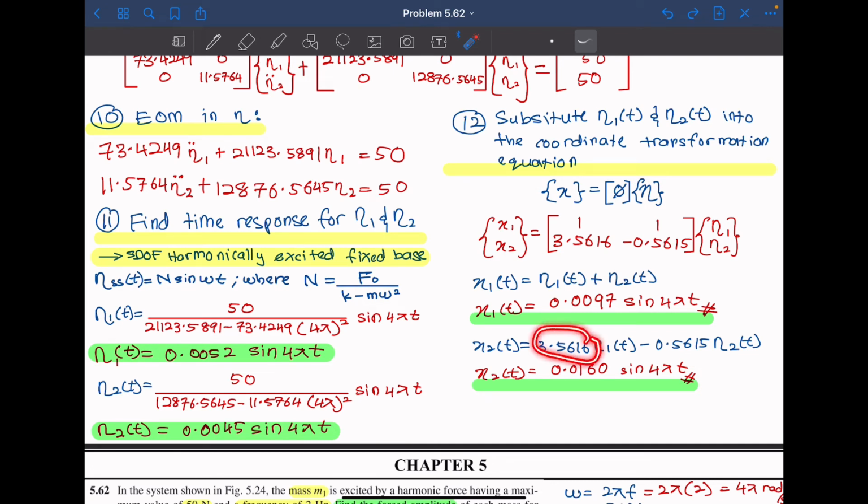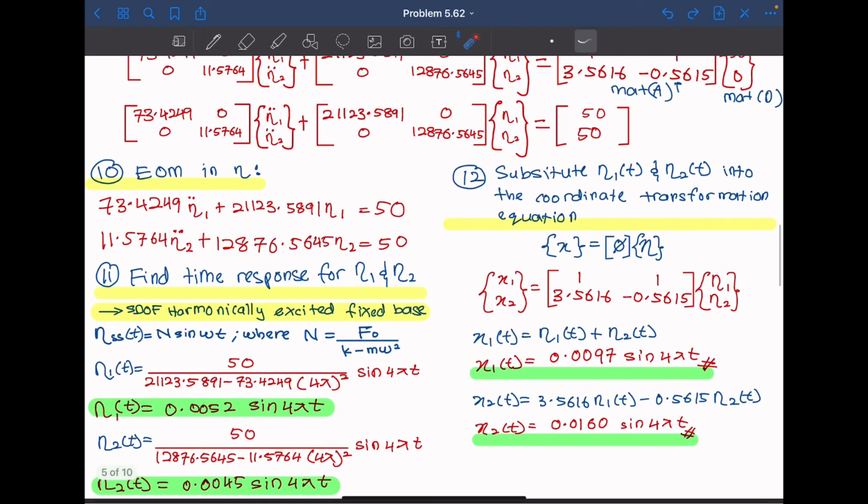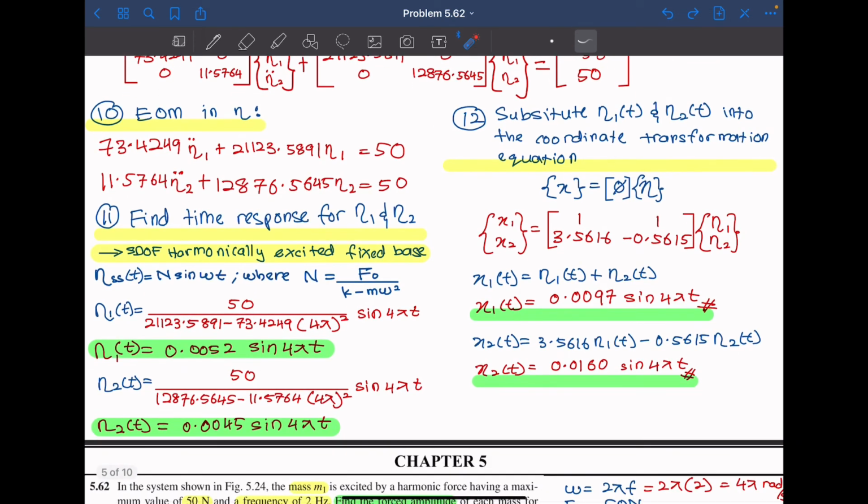So 3.5616 times eta 1, which is 0.0052, minus 0.5615 times eta 2, which is 0.0045. Simplify that and you get 0.016. It's actually 0.01599 something, so to 4 decimal places you get 0.016 sine 4 pi t, sine omega t. So that's how you do modal analysis to get the responses.